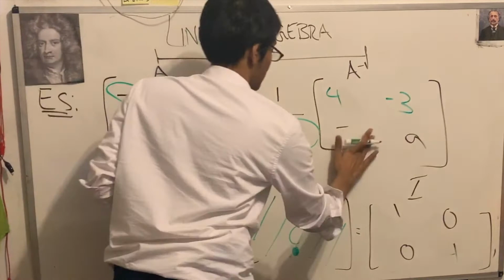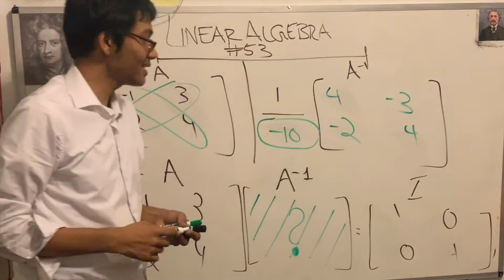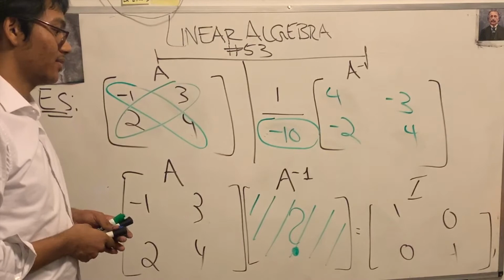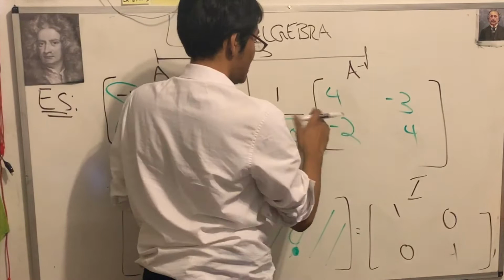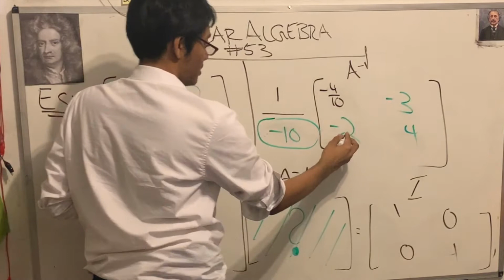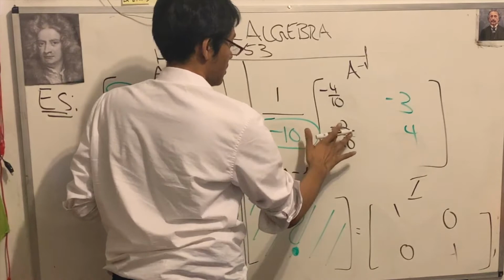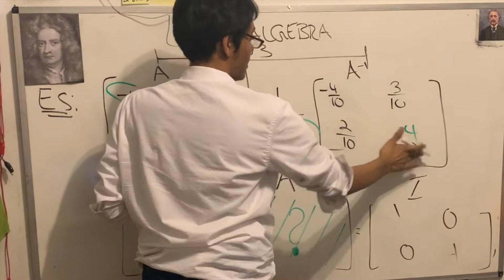Now, there is no guarantee this will work. This is just an experiment, like most failed experiments. Okay? Now, I multiply this by this. What do I get? It's easy. 4 times 1 over negative 10 is just negative 4 over 10. Simplify that: negative 2 over 5. Negative 3 over negative 10 is just 3 over 10. 4 over negative 10 is just 4 over negative 10.